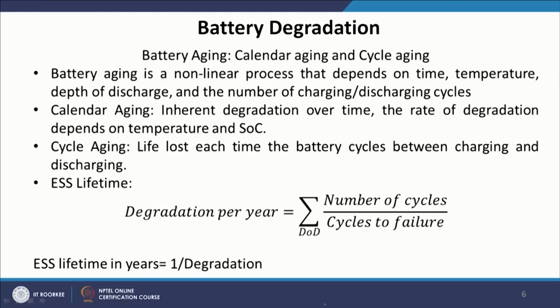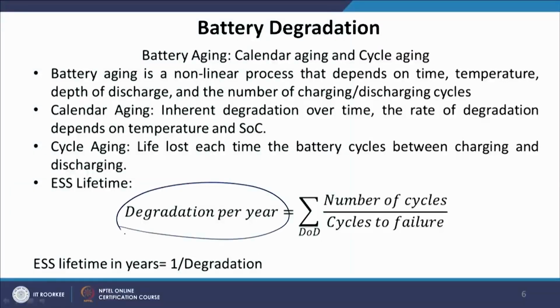Now, what do you mean by cycling aging? Cycle aging means life lost each time the battery cycles between charging and discharging. So, the life reduced by each cycle of charging and discharging is known as cycle aging. And finally, for ESS lifetime, we define degradation per year, which is the number of cycles divided by cycles to failure. Indirectly, the lifetime in years is the inverse of degradation.